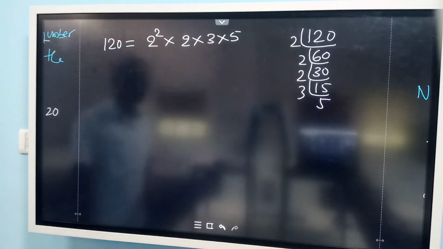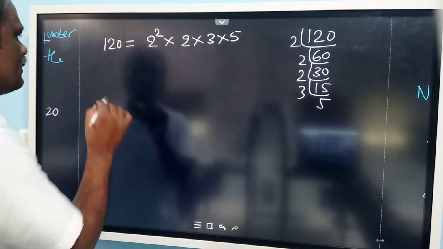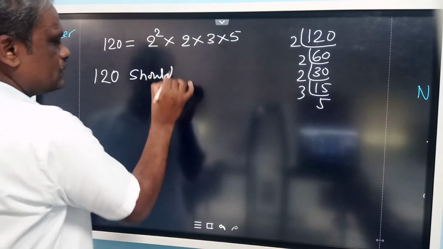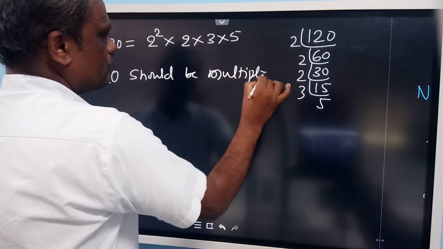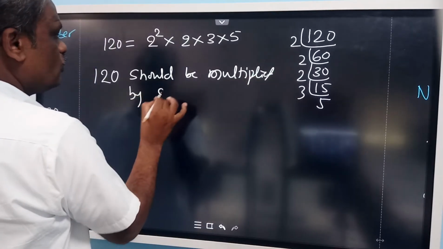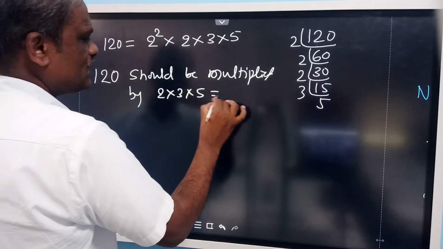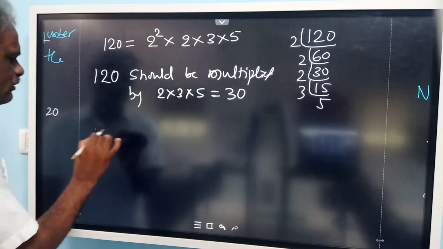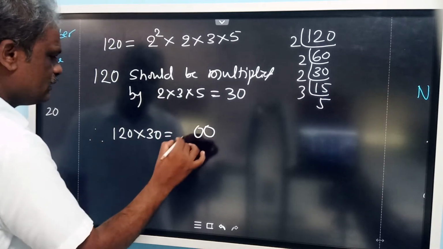So here only one number is in pair. The other three numbers are not in pair. So therefore 120 should be multiplied by 2, another one 3 and 5. So that means multiplied by 30. So therefore 120 becomes 120 into 30, which is 3600.